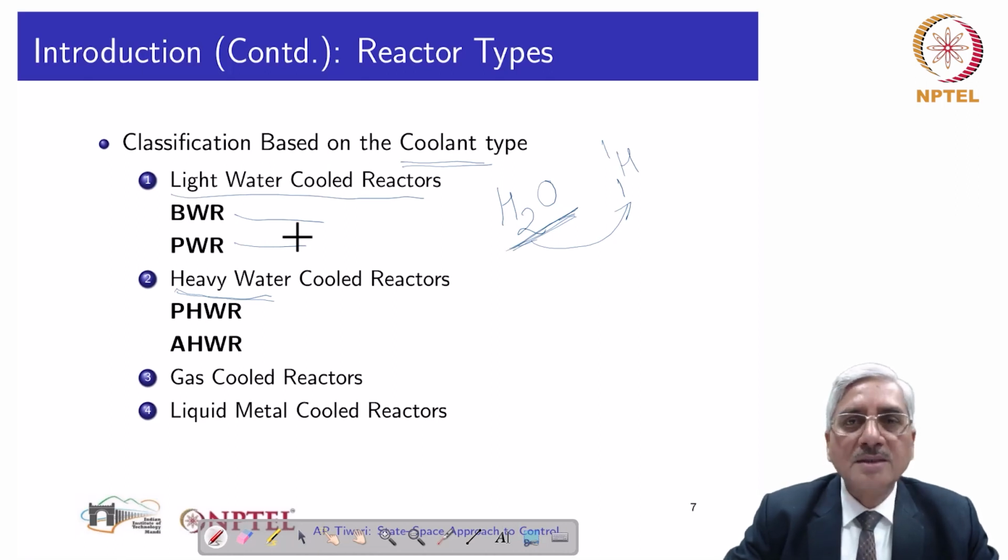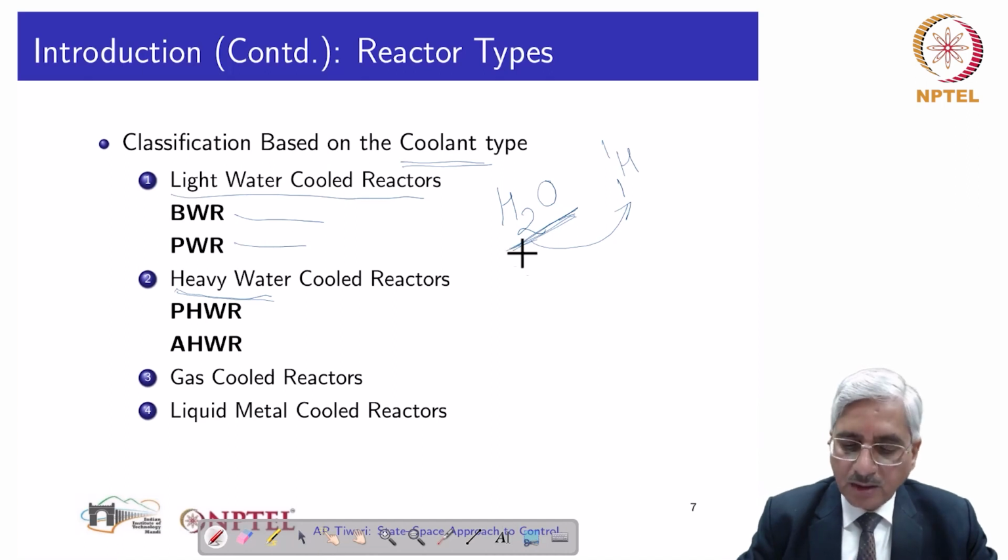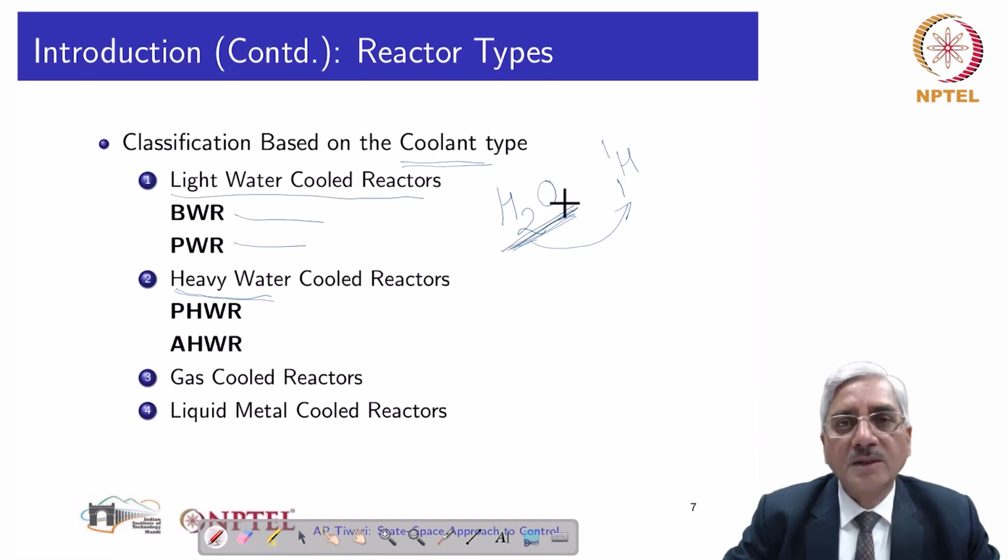PWR, or pressurized water reactor, again uses the same coolant, light water. However, it is pressurized so as not to allow boiling inside the core. This design is better, the characteristics are improved, and the heat is passed from this reactor coolant through a steam generator to the secondary coolant, and that secondary coolant drives the turbine.